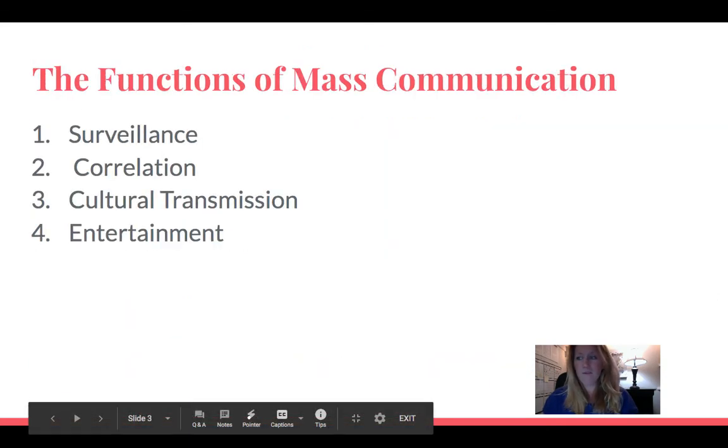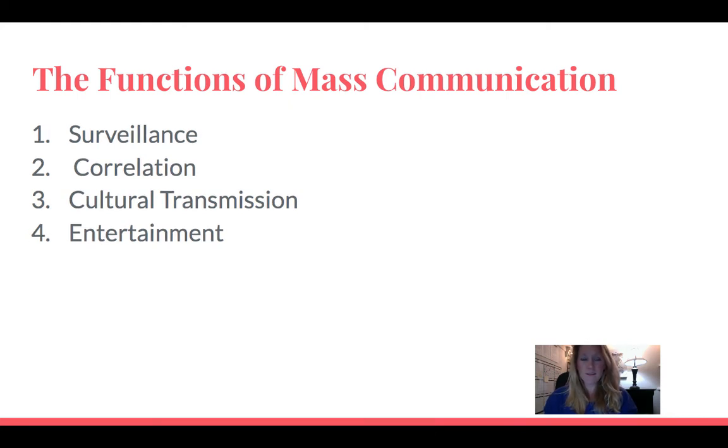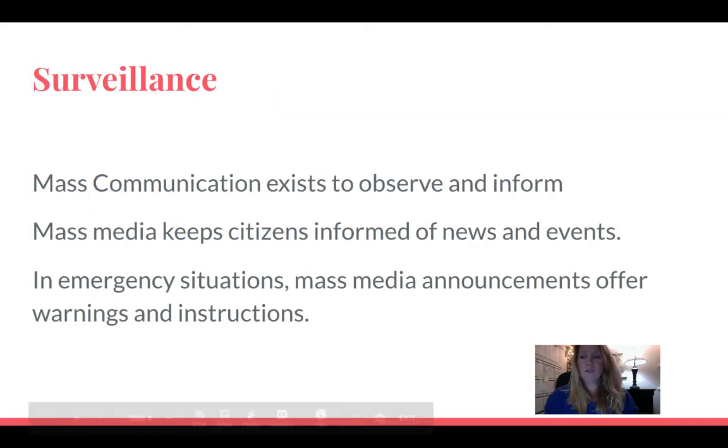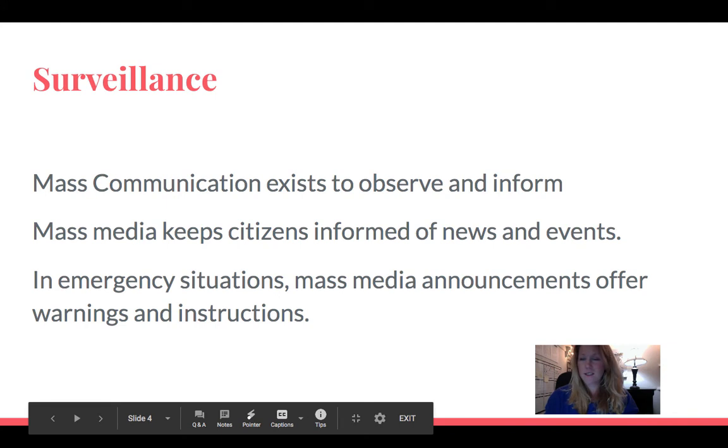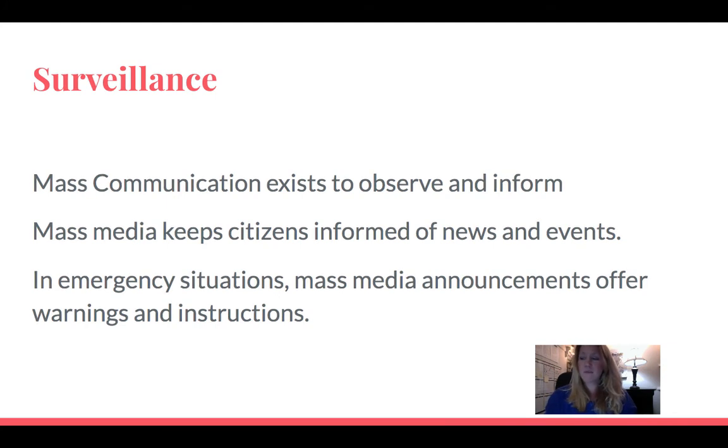Here we have the functions of mass communication. We have surveillance, correlation, cultural transmission, and entertainment. Surveillance. Mass communication exists to observe and inform. Mass media keeps citizens informed of news and events. In emergency situations, mass media announcements offer warnings and instructions.